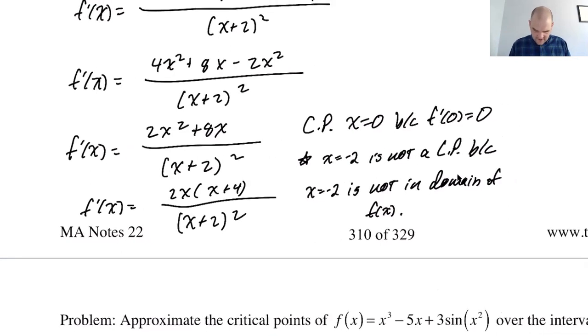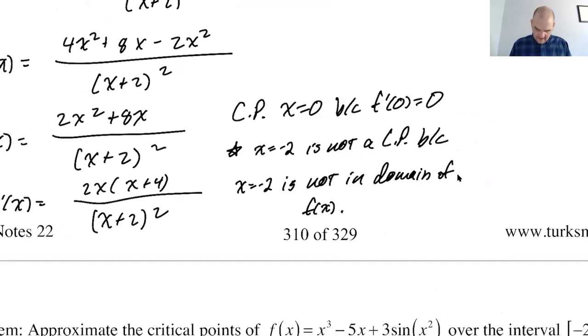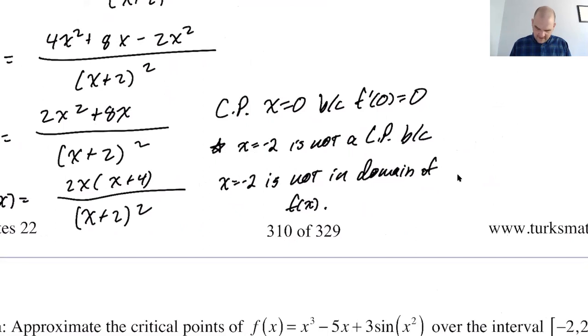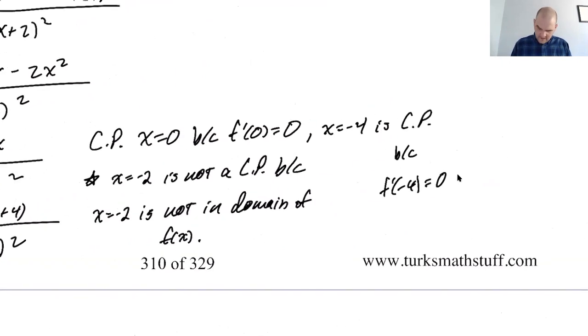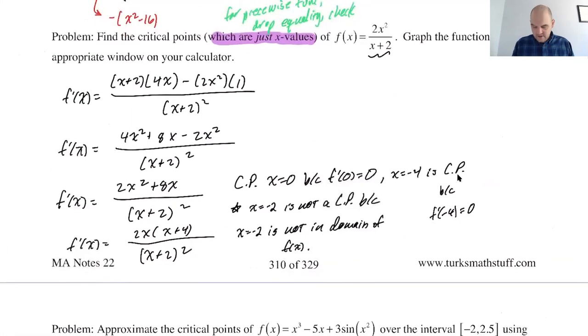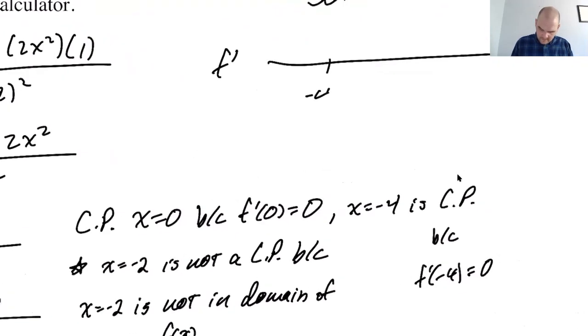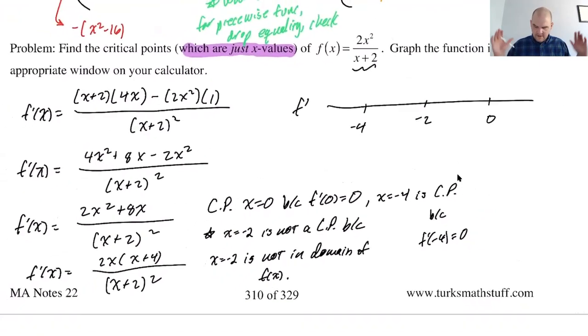All right, x equals 0 is still a critical point. I can just squeeze it in: x equals -4 is a critical point because f prime of -4 equals 0. Okay, I'm going to do the sign chart again because, why not, right? So here we go. f prime: -4, -2, and 0.